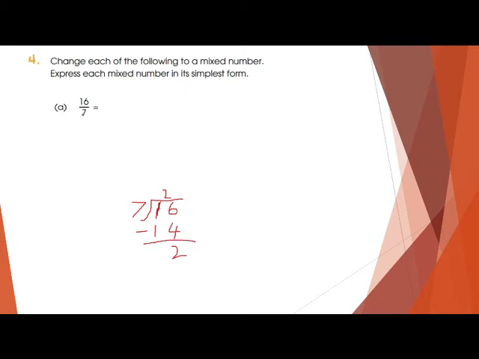So how you can write in the form of a mixed number is like this. 2 whole 2 upon 7. This is the 2 wholes value, so you will write 2 here, and whatever the remainder is, you have to write here, and then this is the divisor. I hope you are clear now.